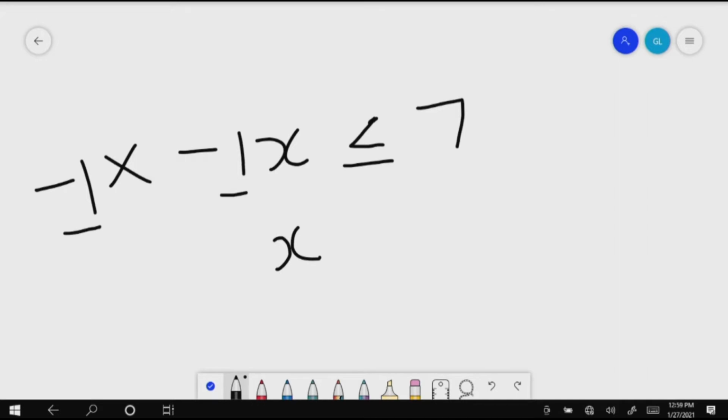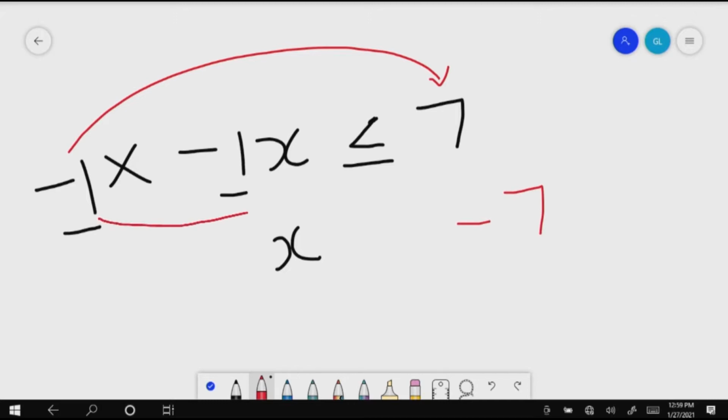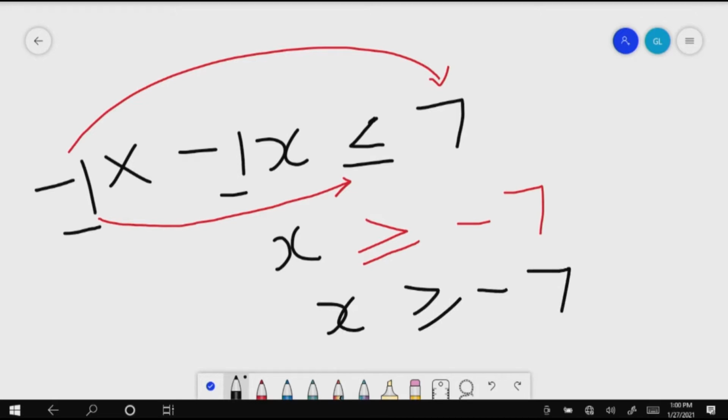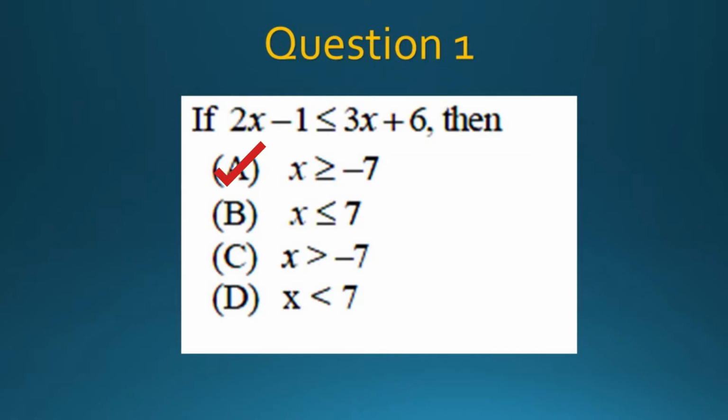In multiplying a negative 1 by a positive 7, it gives us a negative 7. In multiplying a negative 1 by the inequality sign, this sign turns around. So our solution for this question is x is greater than or equal to minus 7, which would have been A. We need to be very careful with the negative sign on the opposite side and how we treat them.